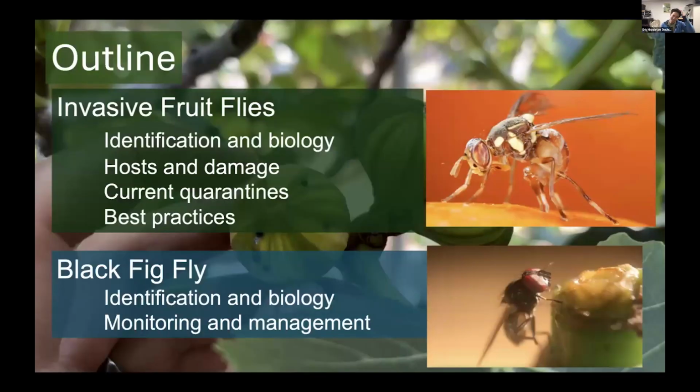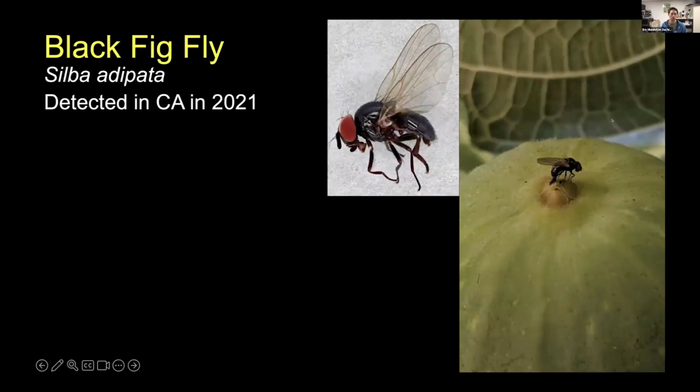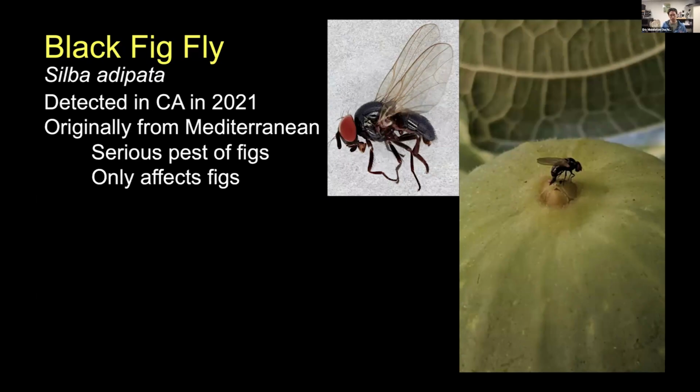All right, let's then talk a little bit about black fig fly to finish up. A bit about identification, biology, and then some of the monitoring and management. So black fig fly, which is pictured on the right-hand side over here, is Silba adipata. It was first detected in California in 2021 and has been spreading quite a bit throughout the state since then. It's originally from the Mediterranean, and it's a pretty serious pest of figs there.